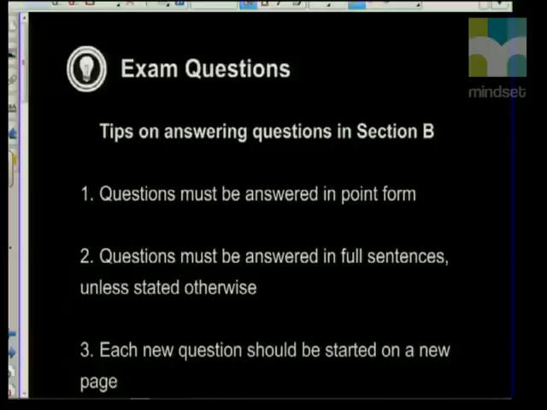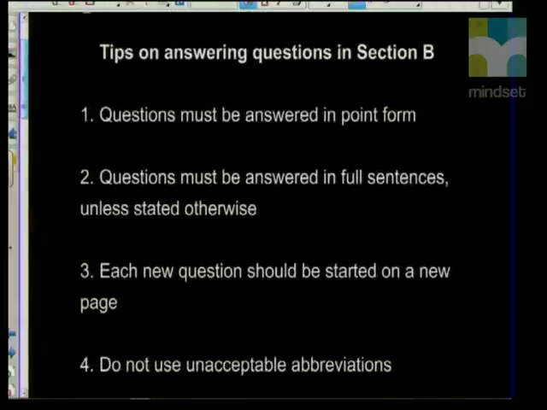Let's move on to section B. Right, then we move on to section B, where you have questions that are referring to specific sections in the work. Your question on microeconomics in paper 2 will be question 2 in the paper. I want to give you some tips on answering the questions in section B.